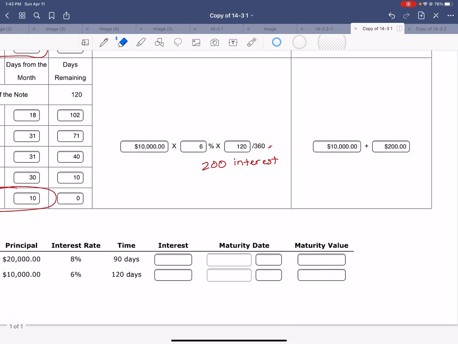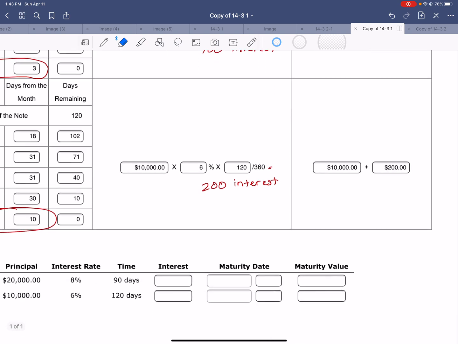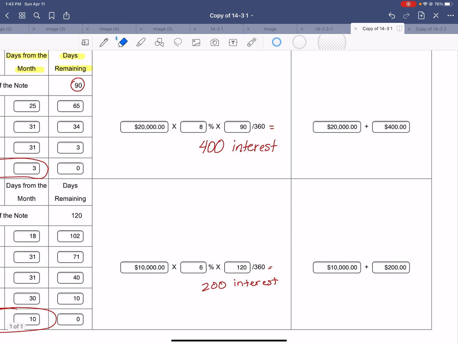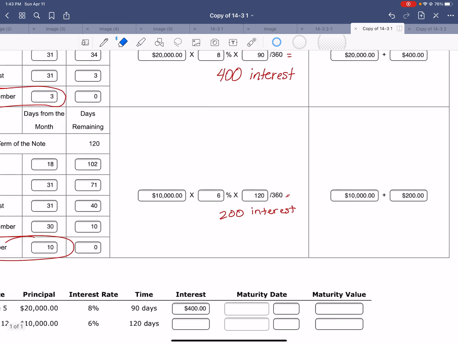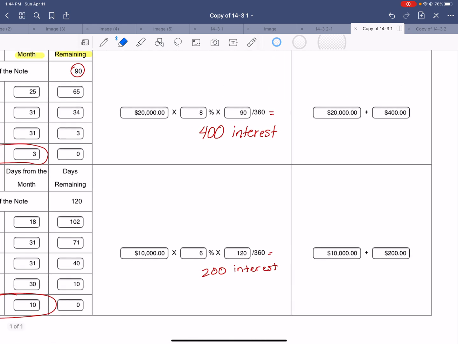Next, to figure out the table below, we're just going to plug in some numbers. The first one, we had interest of $400 that we figured out up there. Maturity date was September 3rd. And the maturity value would be adding those two numbers together.